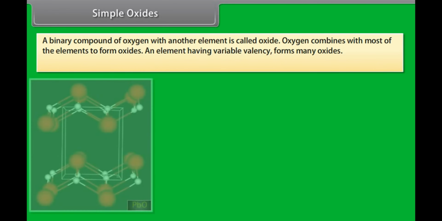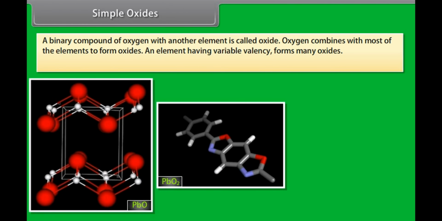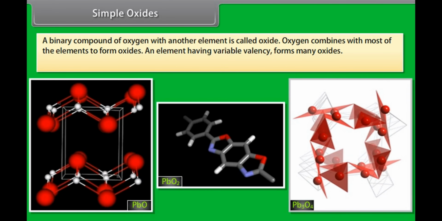Simple oxides. A binary compound of oxygen with another element is called an oxide. Oxygen combines with most of the elements to form oxides. An element having variable valency forms many oxides. For example, PbO, PbO2 and Pb3O4. On the basis of their nature, oxides can be classified as follows.